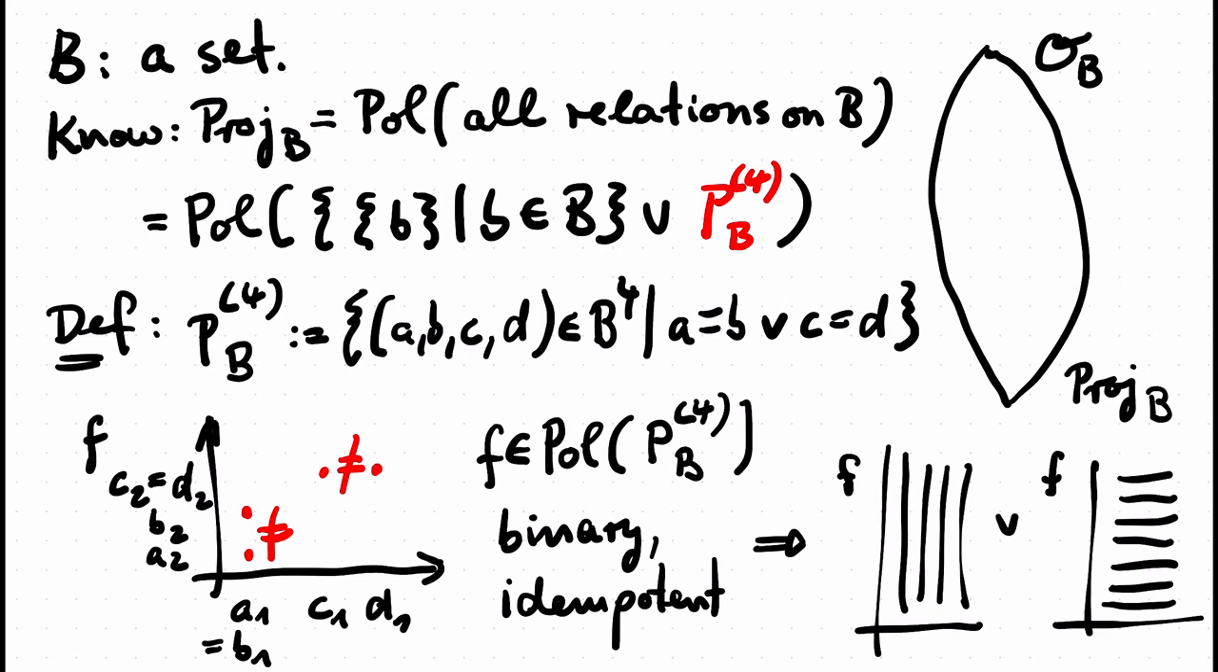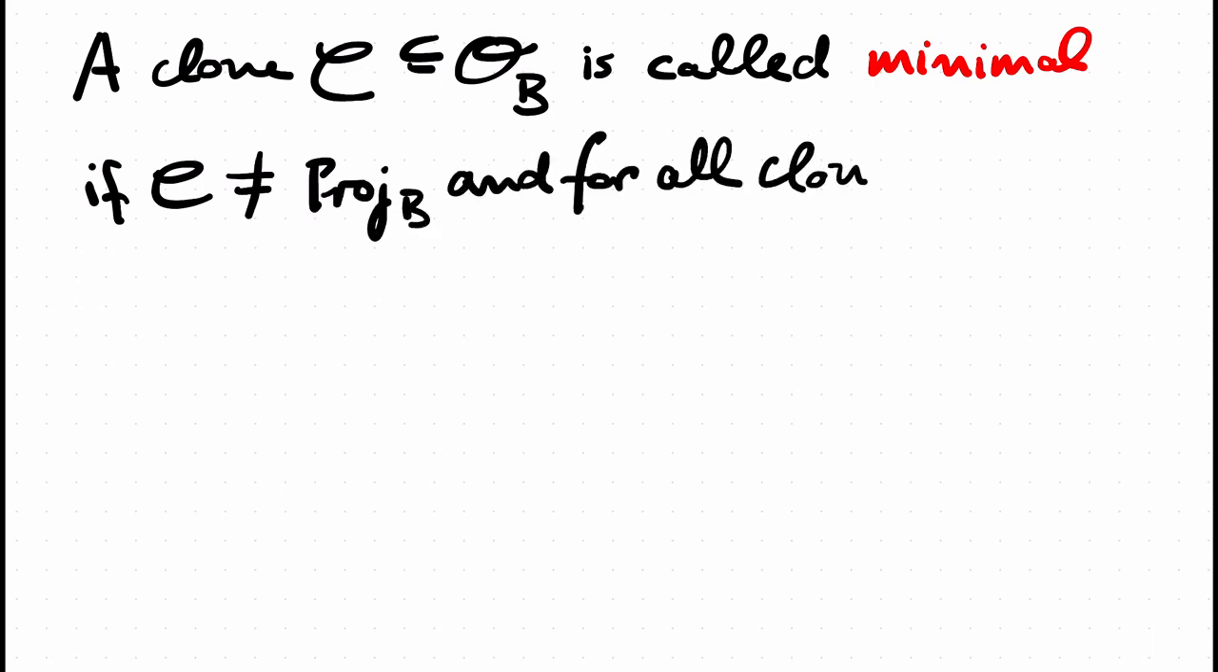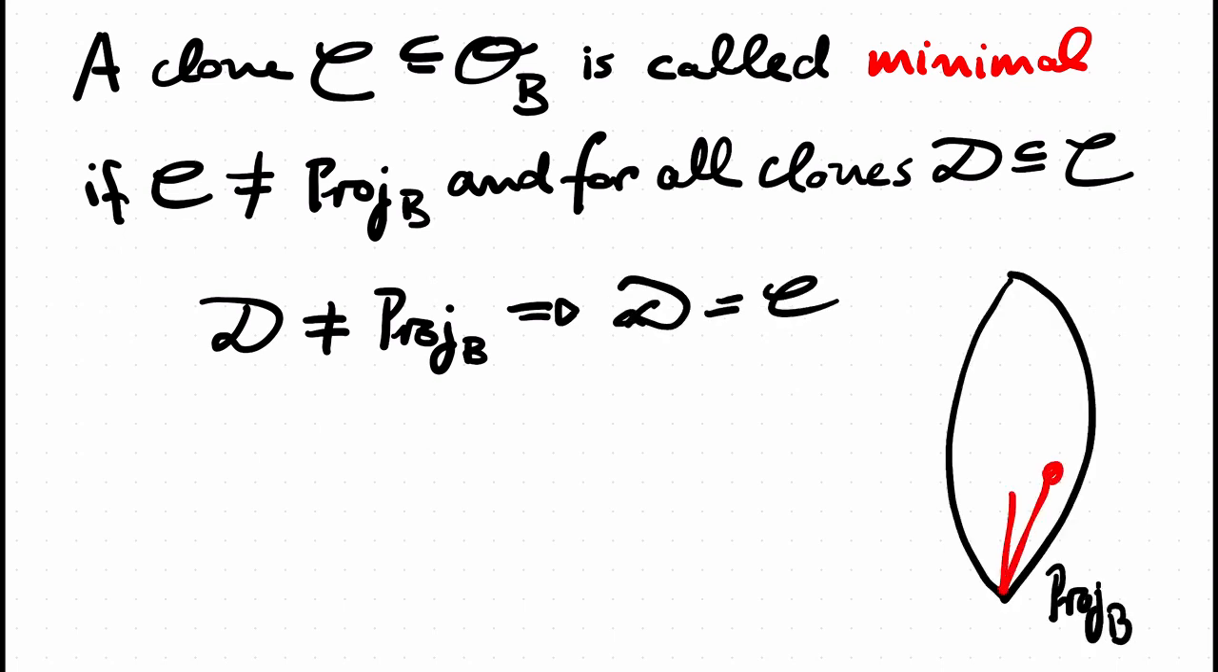This shows that for a finite set B, the projection clone is the polymorphism clone of a structure with finitely many relations. It is easy to come up with a proof of the same statement that also works for infinite sets B. A clone C is minimal if C is not the projection clone and C has no proper subclones, except for the projection clone. So we can draw this in the lattice of clones over the set B as the clones that are right above the projection clone on B.